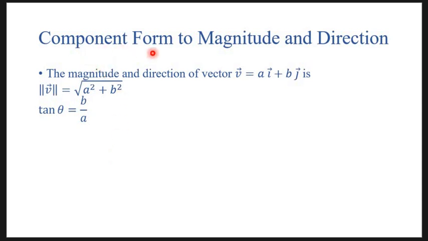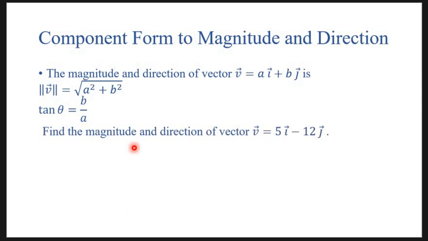So the next objective is exactly the opposite of the previous one. Now we want to go from component form to magnitude and direction form. We're going to use some old friends here. So for the magnitude, we're using this one, which is pretty much just the distance formula or Pythagorean theorem. And to find the angle, we're going to use the fact that the tangent of theta is equal to b over a.